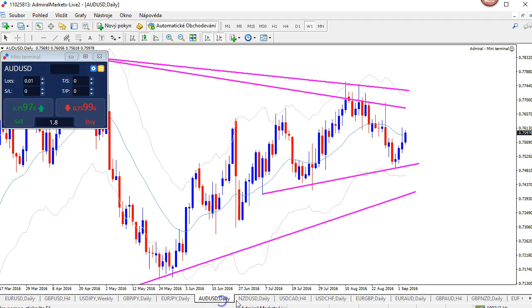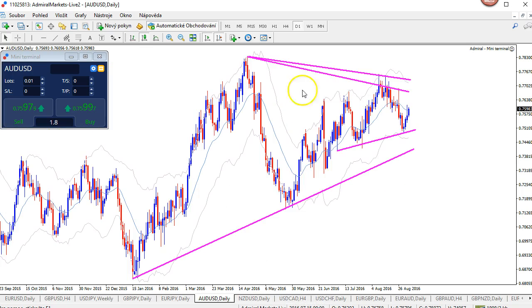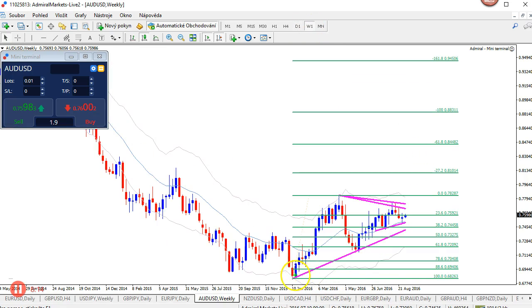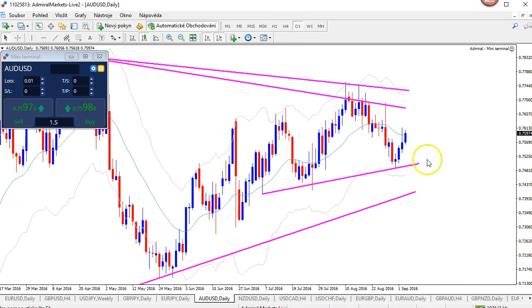Last but not least, the Aussie is very choppy and corrective, as you can see on the daily chart, really stuck in a very small triangle. But ultimately, I think if you look at the weekly chart, it's starting to look more like a bigger correction to the upside. So if it breaks above these resistance levels, there could be a breakout to the minus 272 target at 81. For the moment, though, price is just bouncing here from both sides, bullish and bearish bounces.